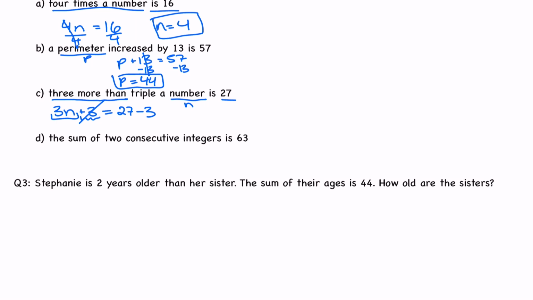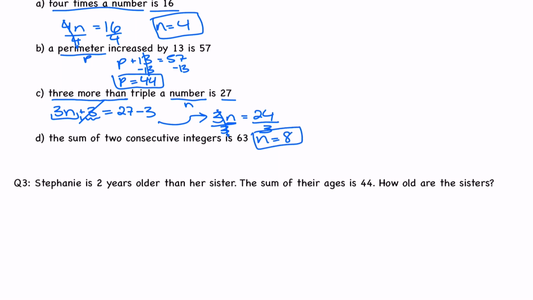So now if we were to rewrite this, I wish I gave us more space, but if we were to rewrite what we have now, we have 3n equals 24. So to get n by itself, we need to divide by 3 on both sides. So dividing by 3 on this side cancels, and dividing by 3 on this side gives us 8. So n is equal to 8.